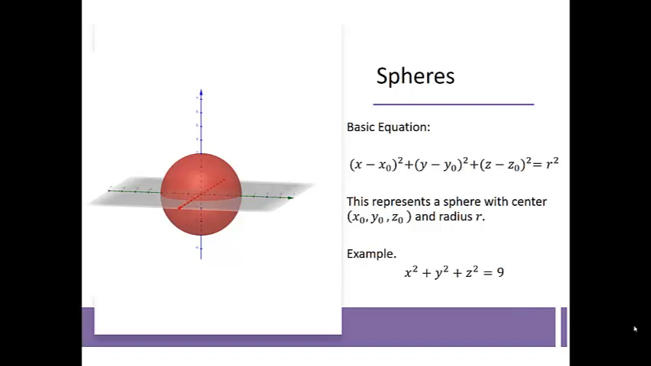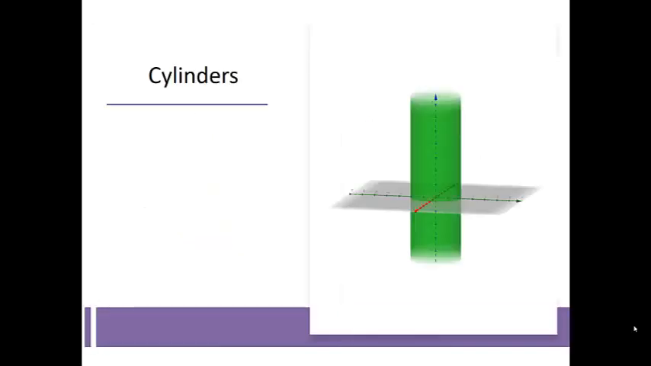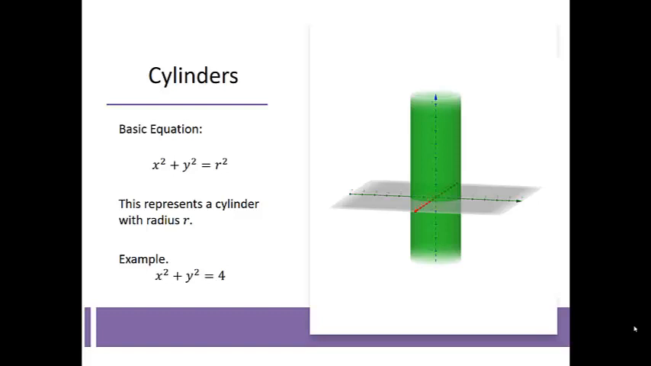Okay, moving on to some new surfaces. We'll start with cylinders. The basic equation of a cylinder is something like x squared plus y squared equals r squared, which represents a cylinder centered around the origin of radius r. For example, the green cylinder on the screen has equation x squared plus y squared equals 4.